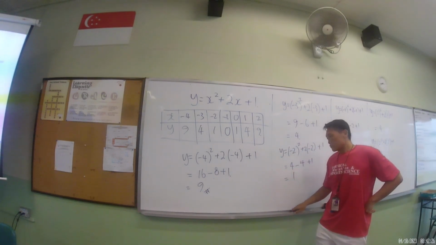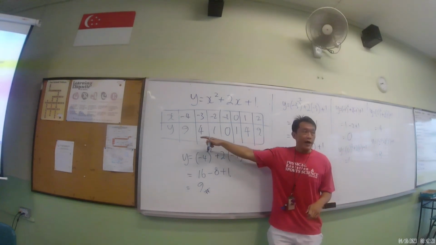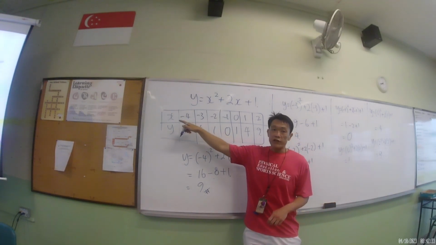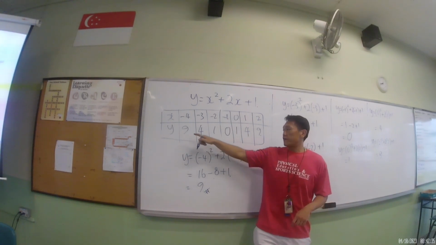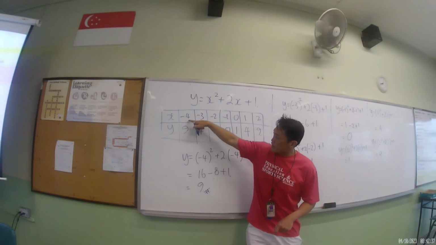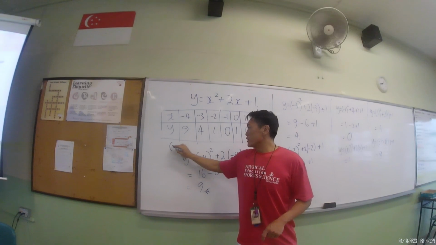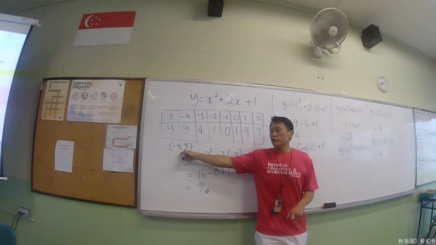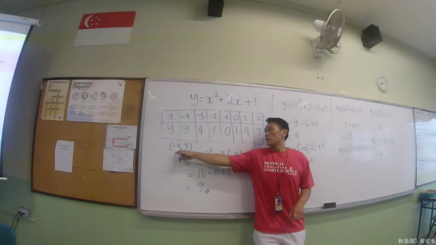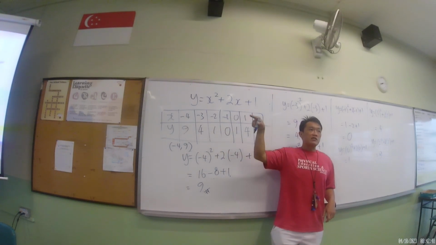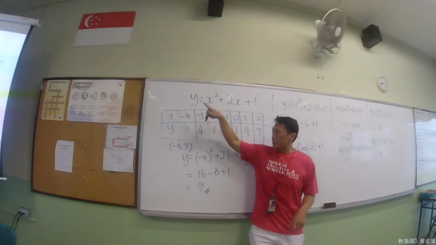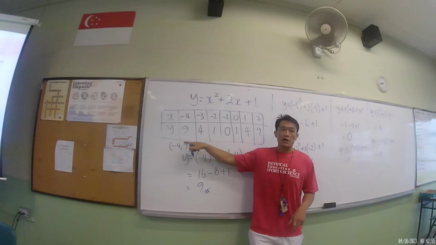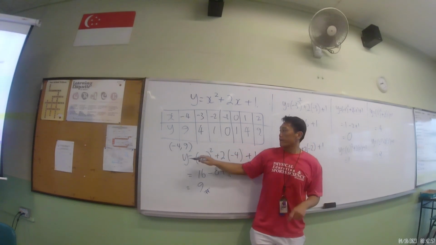Okay. Meaning each pair of x and y is going to give you 1 point on the graph. So (-4, 9) is going to give you a pair of coordinates. This is going to be a point on your graph. X is the horizontal direction, y is the vertical direction. So (-4, 9) will give you a point on the graph.